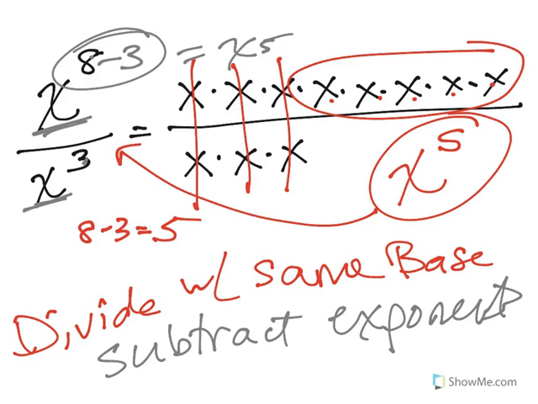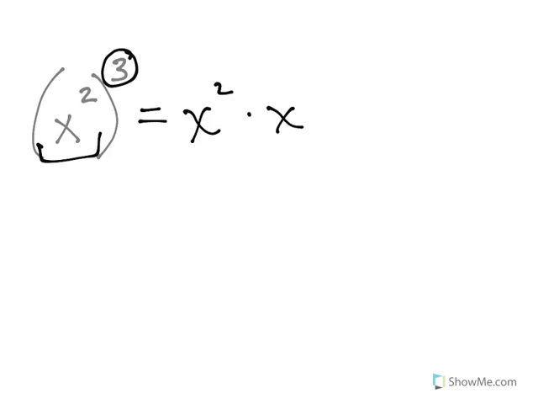Now, the last one I'm going to get into in this first video is what we call a power to a power. So if I want to stick with my base x, if I have x to the 2nd, and I'm going to raise that to the 3rd power, we call this a power to a power because we have an exponent raised to another exponent. What does this mean? Remember, an exponent, this 3, means I'm going to take whatever is inside the parentheses and do it 3 times. So this is the same as x squared times x squared times x squared.